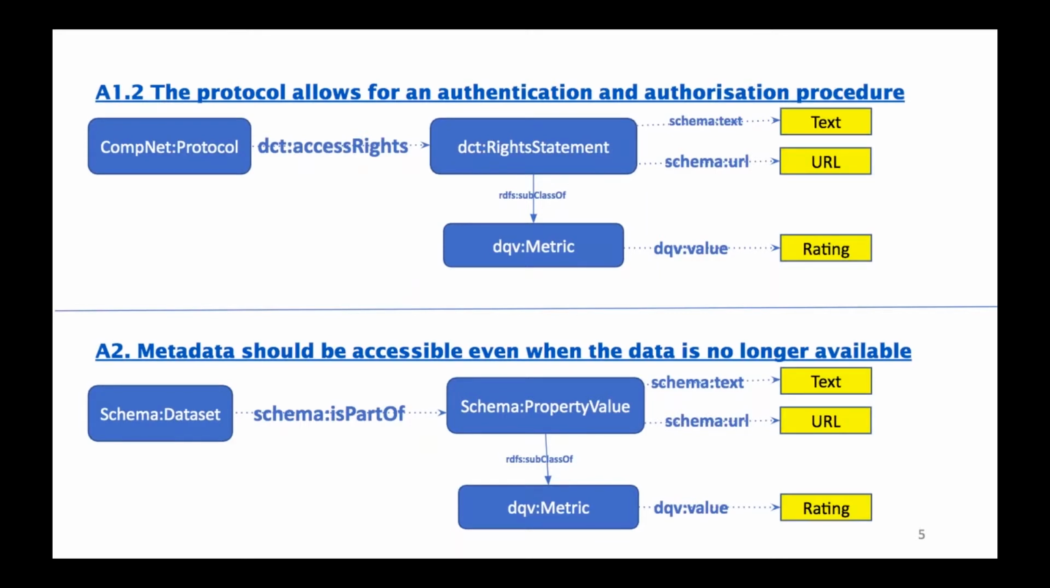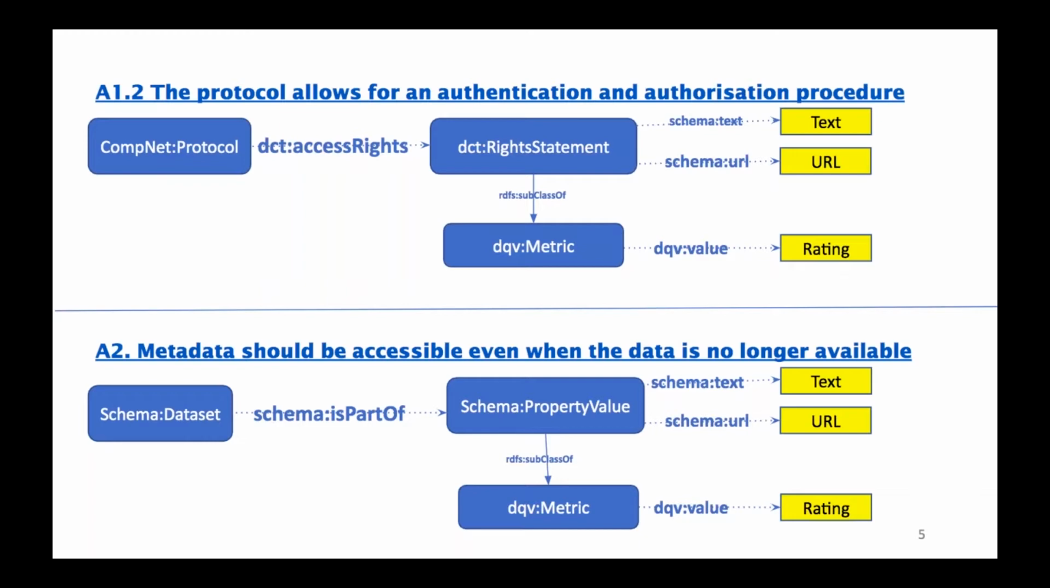And then next, we have A2: metadata should be accessible even when the data is no longer available. We choose the schema is part of property to present this principle, and assigning all the identifiers in those repositories, and giving it a value metrics for this principle.